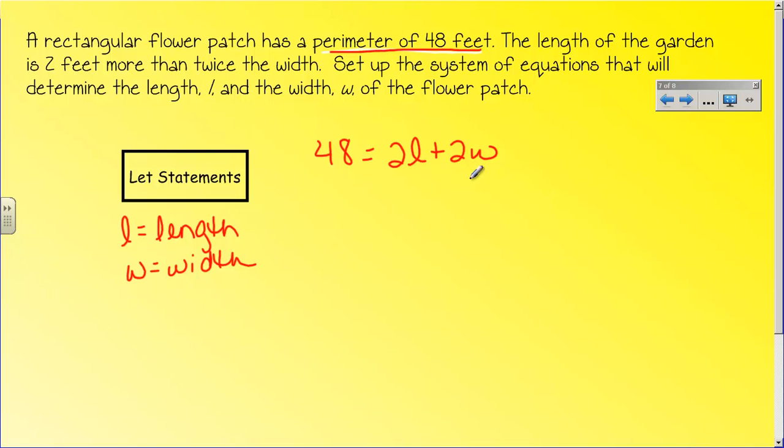The second equation will come from here. The length of the garden is 2 feet more than twice the width. That's your other equation. That's how you would set up that system so that you could solve it. That is not how I would solve this problem, but because they ask us to set it up, I promise it's going to show up as a question on a test. You need to know how to set it up.